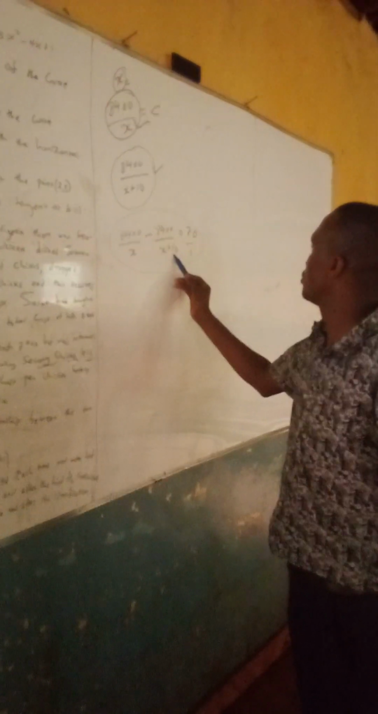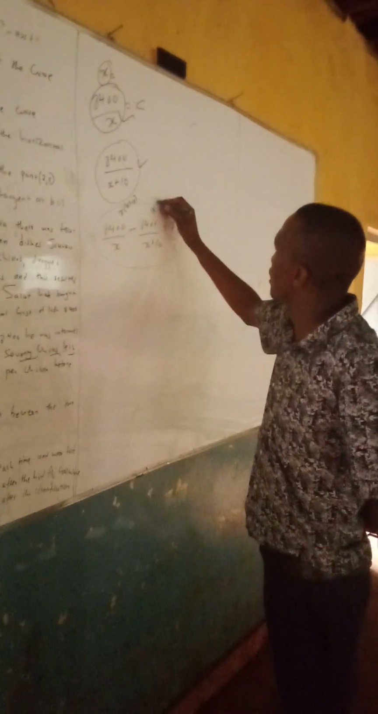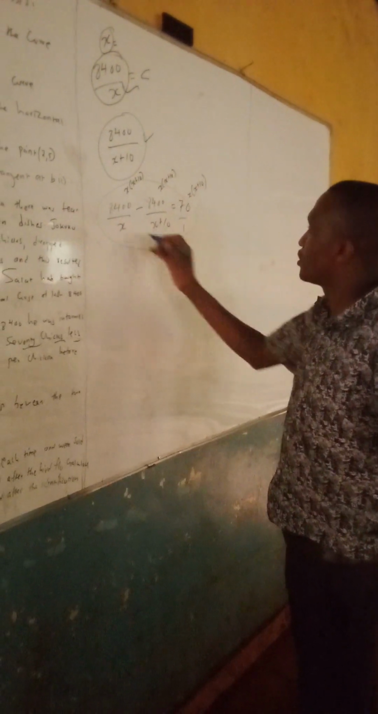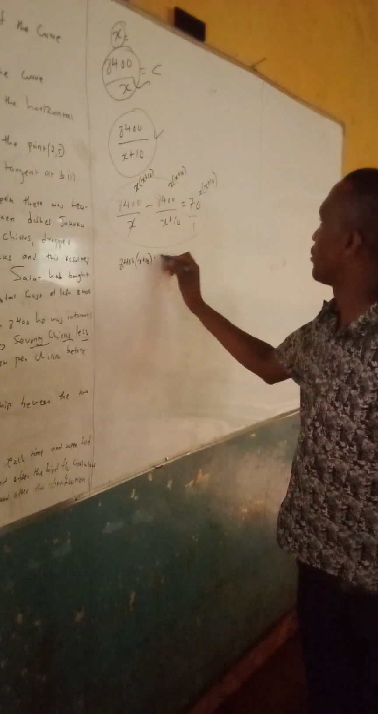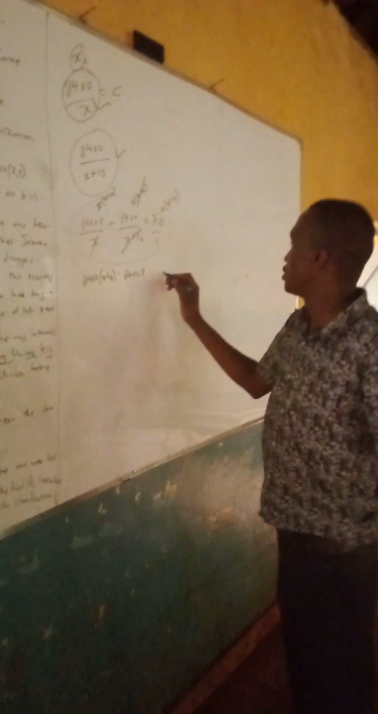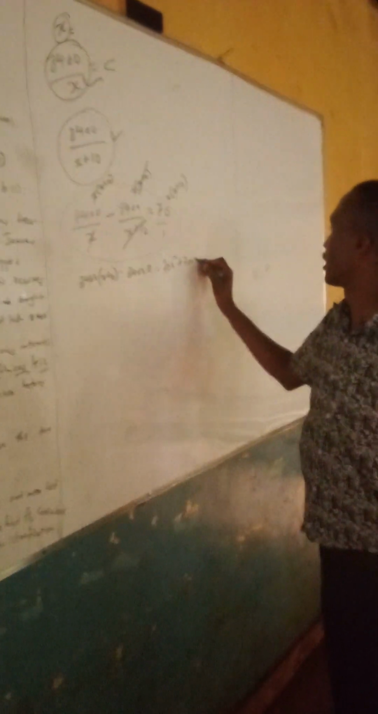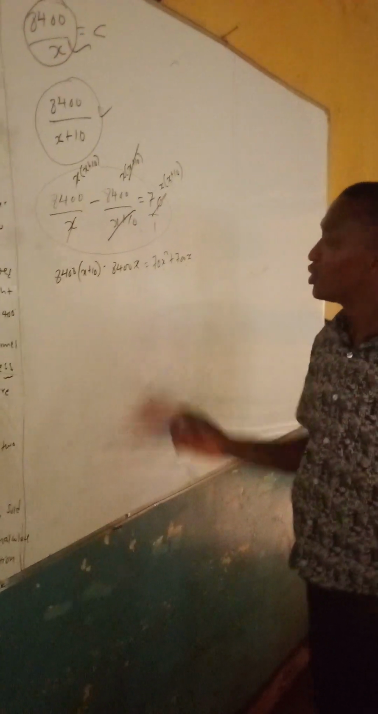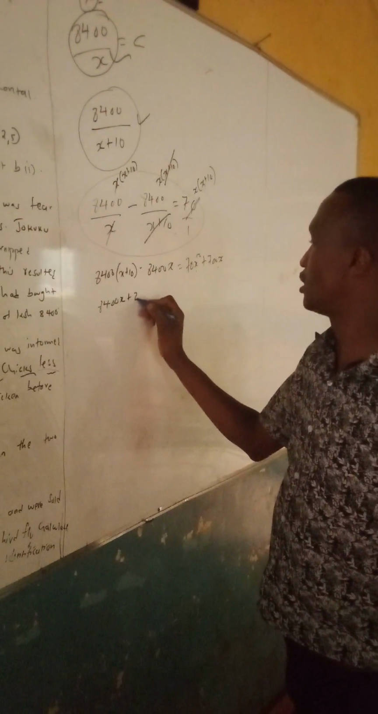So the LCM is X into X plus 10. The X will cancel. So if you take 8,400 into X plus 10 minus 8,400 into X, that equals 70 times X squared plus 700X. 70X times X is 70X squared, and 70X times 10 is 700X. So here, if I bracket, it would be 8,400X plus 84,000.